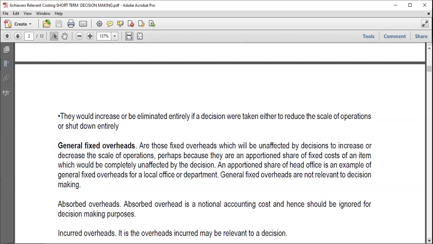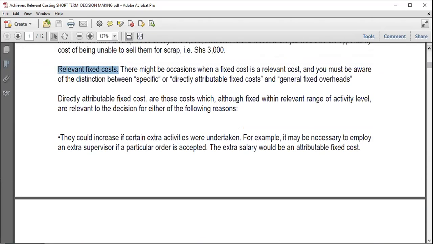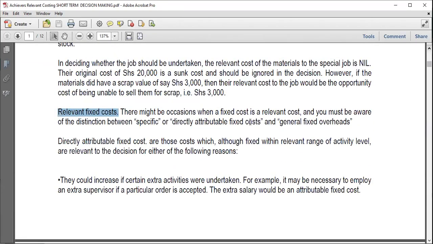You get it? Of course, then we have the general fixed overheads. Now, these ones will remain the same. Remember we're saying we have specific, we have directly attributable, and then we have the general fixed costs. You get it? And of course, for the directly attributable, I've tried to give you some examples.